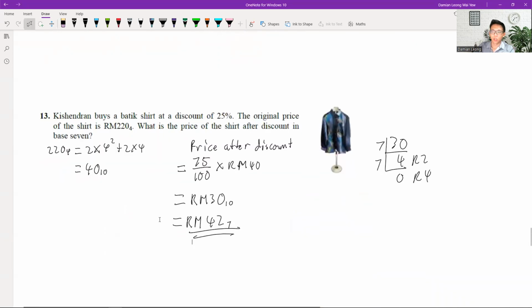So basically, that is all you need to know for chapter 2, number bases. Okay, the main thing is converting between your different bases. Once you get that done, the rest shouldn't be much of an issue. All right.